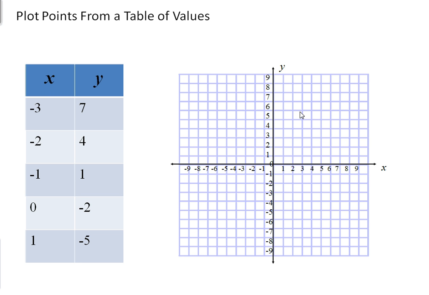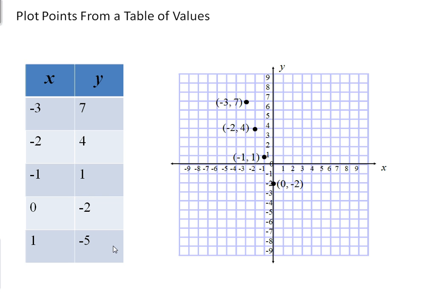So to set up our Cartesian plane, all we have to do is take each of the rows and plot those as our horizontal distance and vertical distance from the origin. The first point, we're going to go left 3, up 7, and we can plot the point negative 3, 7. Then we have the coordinates negative 2, 4, negative 1, 1, 0, negative 2, and 1, negative 5. So that is how we use a table of values to plot the points on a graph.